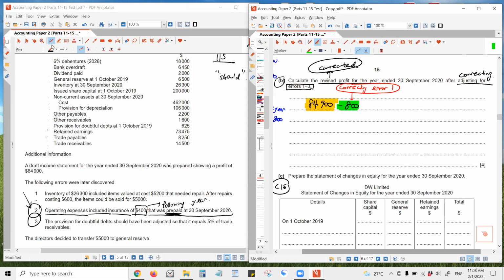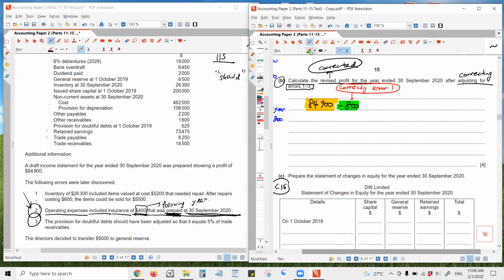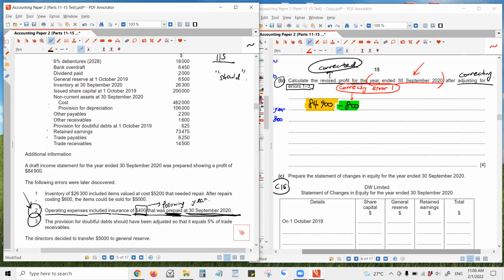Now we focus on correcting error 2. They say that 400 was prepaid at the year end. This is the year end, 30th September 2020, as you can see written here. And the 400 is for the following year because it says prepay. Prepay means pay in advance. This 400 you pay in advance. That means this is the operating expenses for the following year. So you have to remove this expense, this 400 amount of expense.